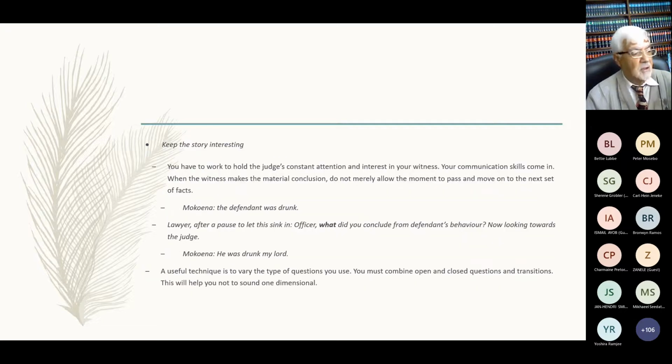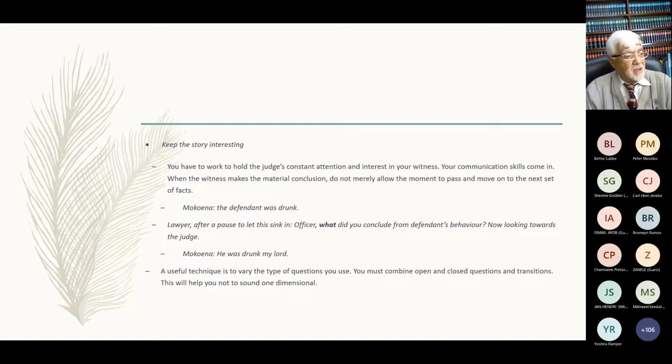Pace yourself, keep the story interesting, okay? So you have to work to hold the judge's attention. Now remember, judges are hearing cases all the time. They're human beings. They've heard all this nonsense before, you know? But you want the judge to be interested in your nonsense. He must be persuaded by your story, okay?